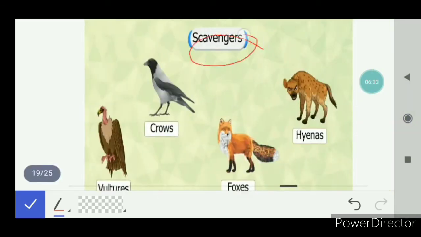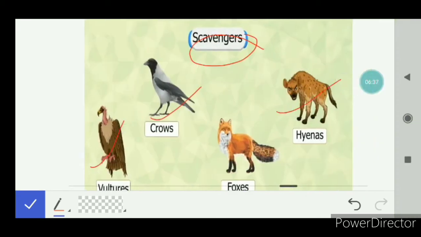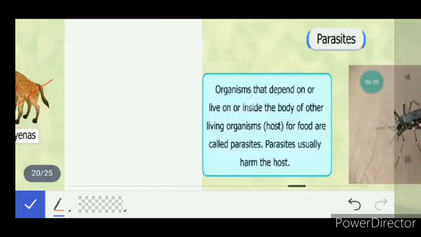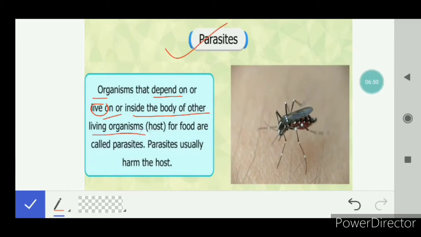Examples of scavengers are crows, vultures, herons, foxes. Next are parasites, the organisms that depend on or live on or inside the body of other living organisms for the food are called parasites. Host is the organism on which parasites depend for their food. Parasites usually harm the host.